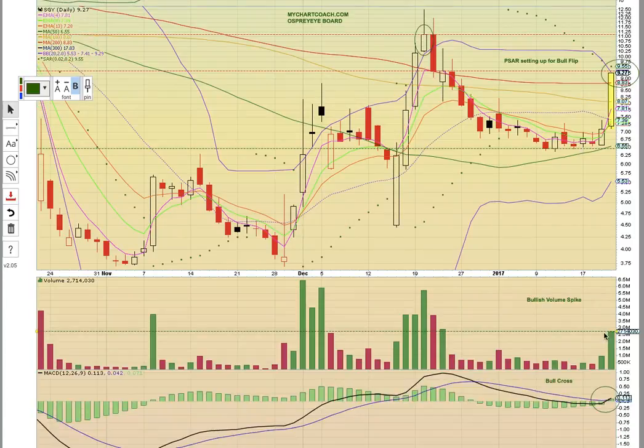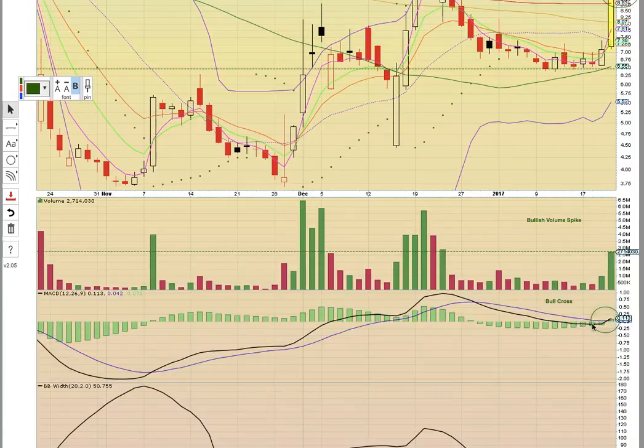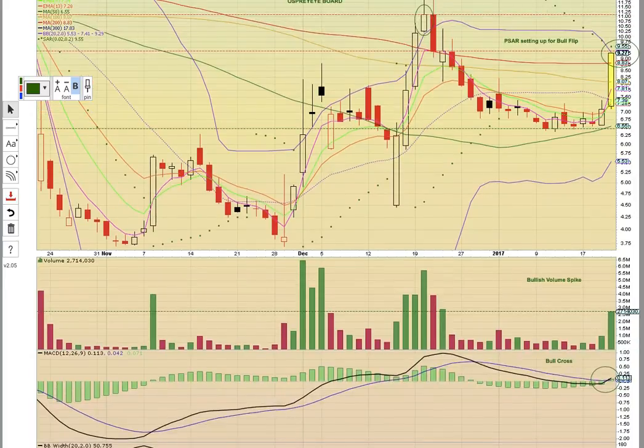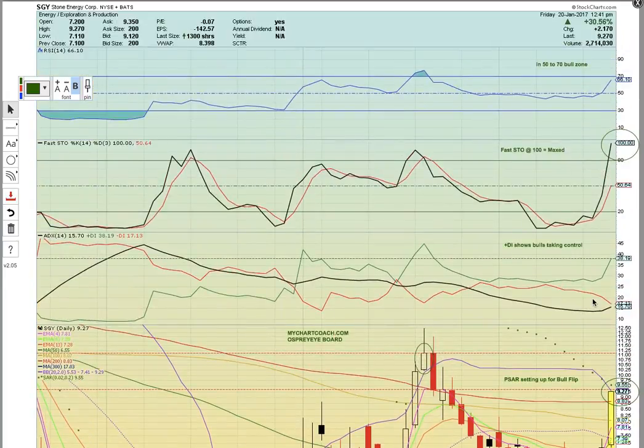What we do like is this bullish volume spike, and then check out down here on MACD. There's a MACD bull cross. The black line is the MACD line. The purple blue line is the signal line, and the crossover there is signaling that a new uptrend is starting. And then you have a nice uptick on plus DI that shows the bulls are taking control.